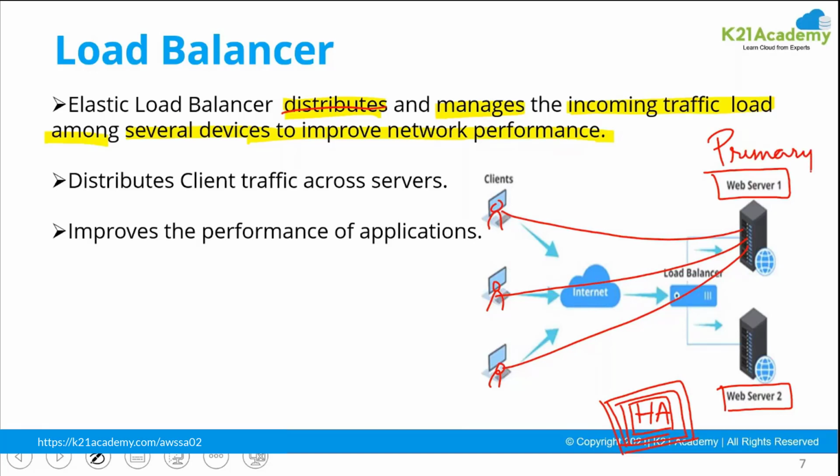As long as the primary server is up, the requests will be served by this server, and if it goes down, the requests will start moving to the secondary server. As soon as the primary comes up again, the requests will start moving towards the primary server again. So this is one way in which we can achieve high availability.